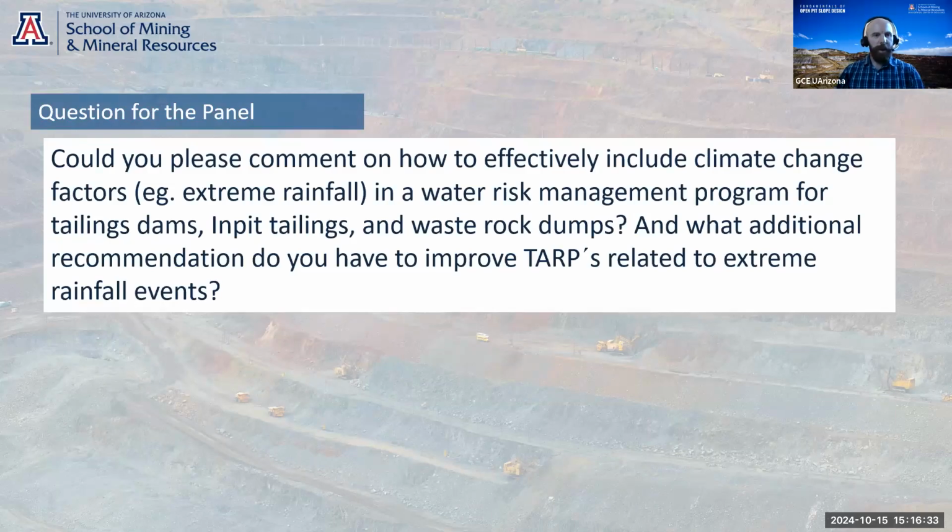Could you please comment on how to effectively include climate change factors, for example, extreme rainfall, in a water risk management program for tailings dams, in-pit tailings, and waste rock dumps? And what additional recommendations do you have to improve TARPs related to extreme rainfall events? Interesting question. Anybody want to go at this, or shall I give it a go?